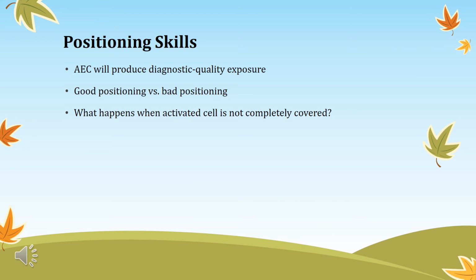AEC will produce a diagnostic exposure for whatever tissue is placed directly over the chamber, and it's important to position the body part directly over the chamber. Good positioning produces quality results, but bad positioning increases the repeat rate. When not enough of the body part is positioned over the activated ionization chambers, the AEC cell will attempt to produce a diagnostic quality exposure for whatever is over it.